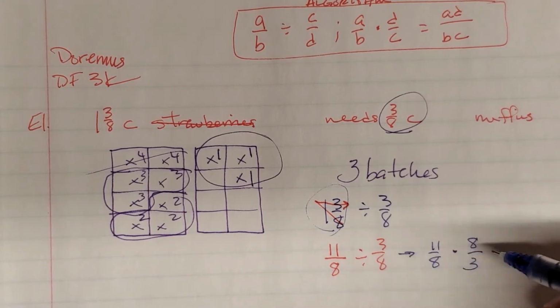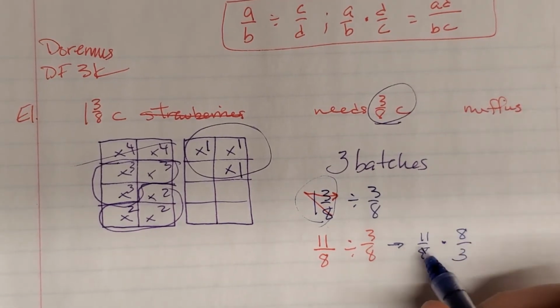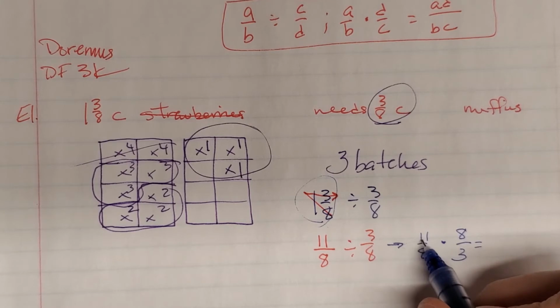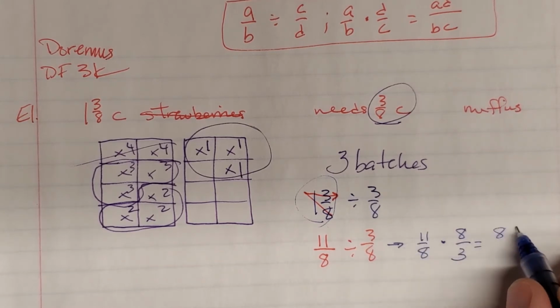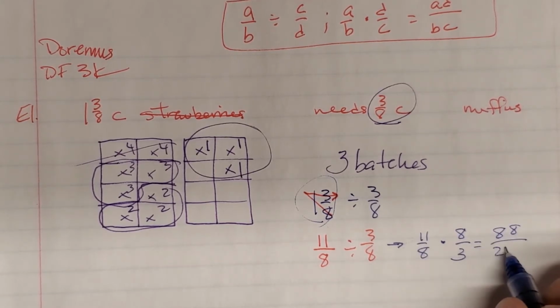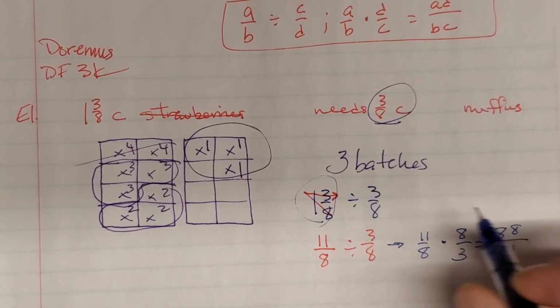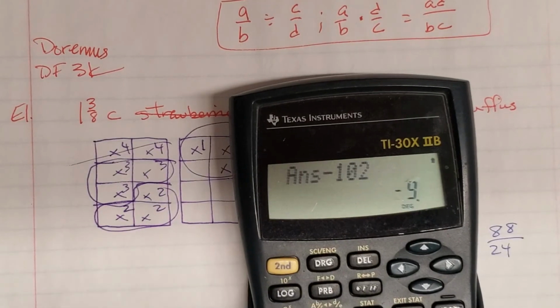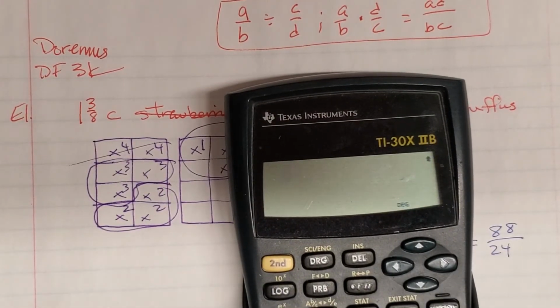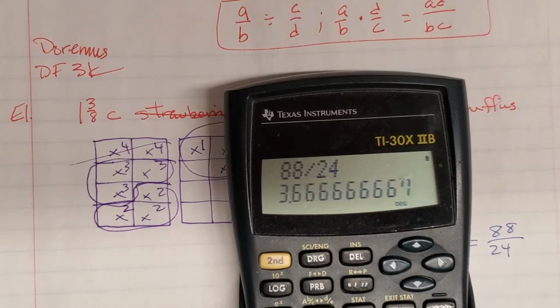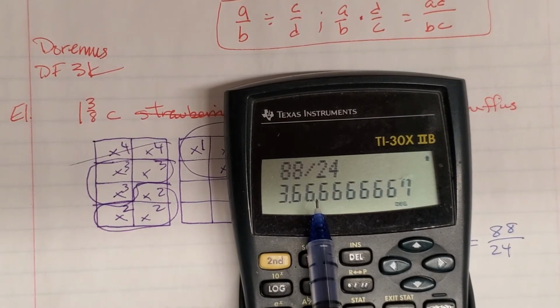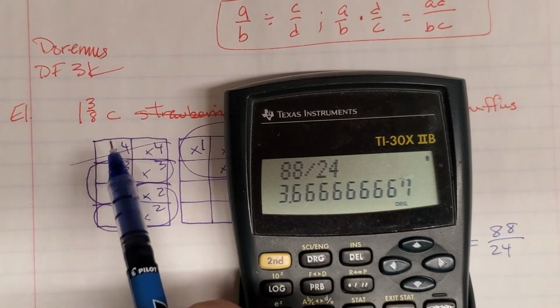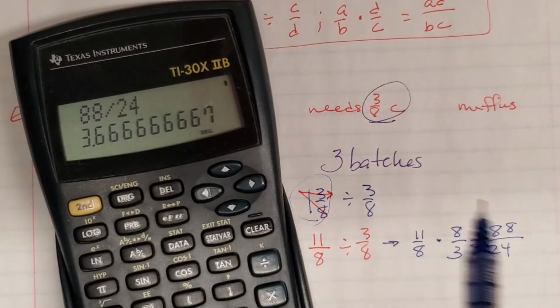Now there's a trick here, and I'll show you the trick in a minute. But for right now, let's just multiply straight across because we know how to do that. 11 times 8 is 88. 8 times 3 is 24. That looks messy. That doesn't look like 3 batches, Miss D. I know. But 88 divided by 24 turns out to be 3 and some change. And this change happens to be these 2 extra pieces that we had. Okay?